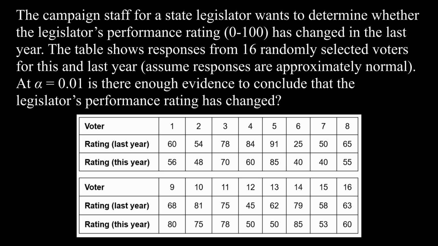For our last example of the week, the campaign staff for a state legislator wants to determine whether the legislator's performance rating has changed in the last year. It's rated from 0 to 100. The table shows the results from 16 randomly selected voters for this and last year. Assume that these responses are approximately normal, and at alpha equals 1%, so be really careful here. Is there enough evidence to conclude the legislator's performance rating has changed?